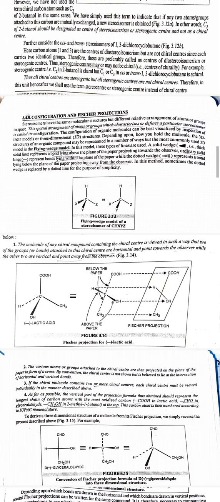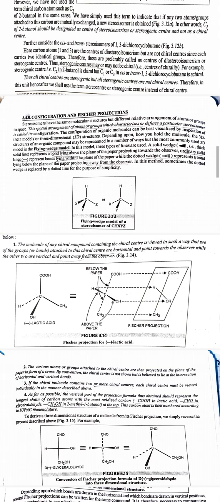The spatial arrangement of atoms or groups which characterizes or defines a particular stereoisomer is called configuration. The configuration of an organic molecule can be best visualized by inspection of models of three-dimensional structures, depending upon how you hold the molecule. In this model, three types of line are used in the flying wedge model: a solid wedge, a dotted line, and a solid line.